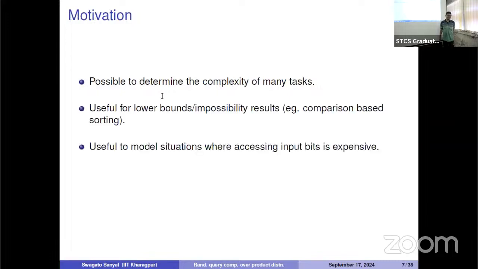Decision trees can be motivated very well theoretically as well as practically. I'll be glad to talk to you offline about it, but for now, let me skip this slide. Please ask me afterwards.